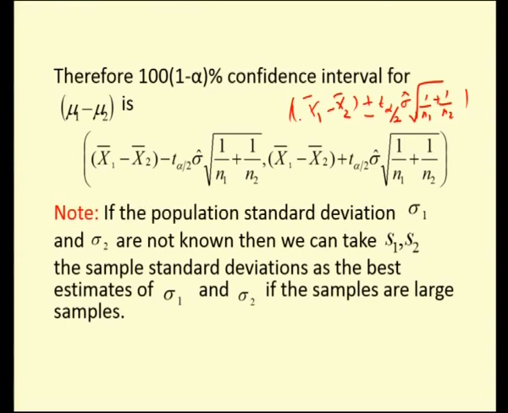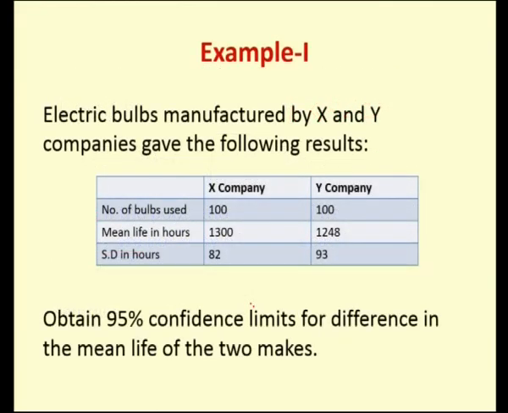Now, an important note is that if the population standard deviations sigma 1 and sigma 2 are not known, then we can take S1 and S2, the sample standard deviations, as the best estimate of sigma 1 and sigma 2 if the sample sizes are large. Now, let us go for a simple example. So, consider this particular problem.